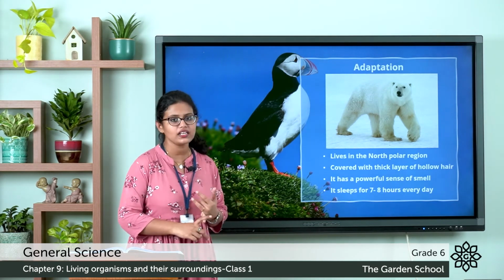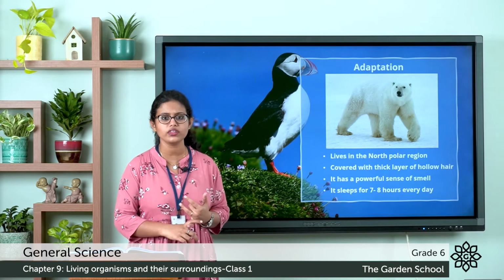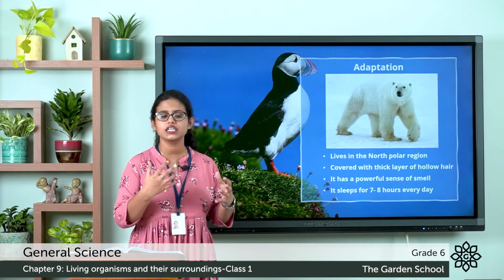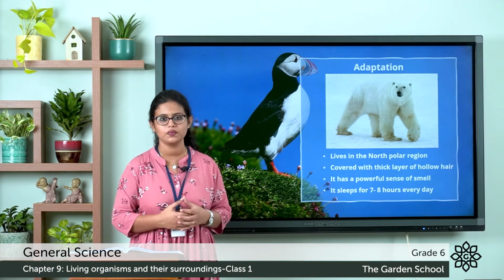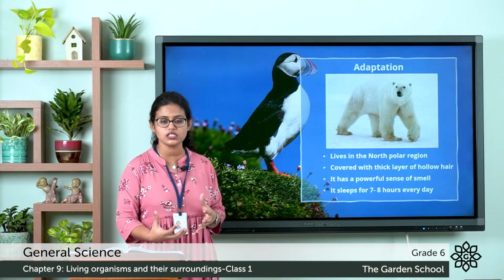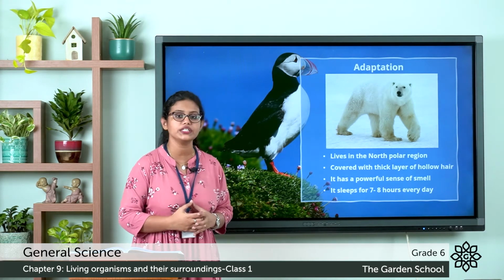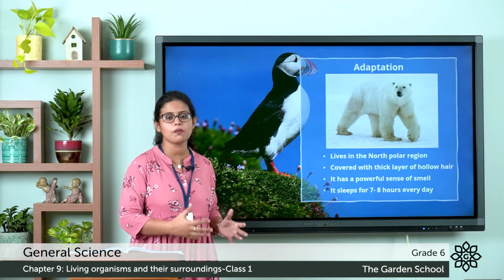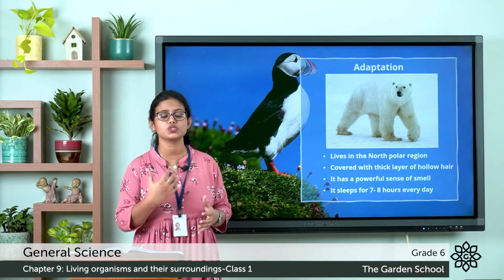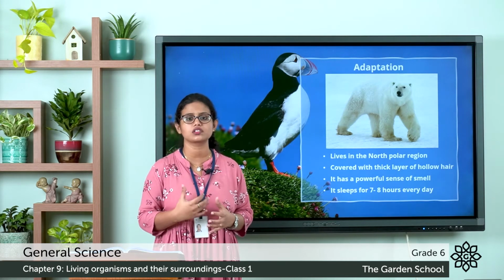The first thing is that its body is covered with thick fur that traps air and keeps its body warm. And also, it has a thick layer of fat under the skin that keeps its body warm. So these are some of the adaptive features that help the polar bear to survive in the cold Arctic region.